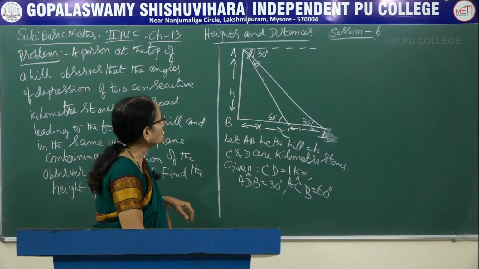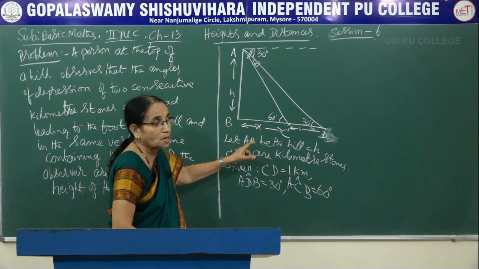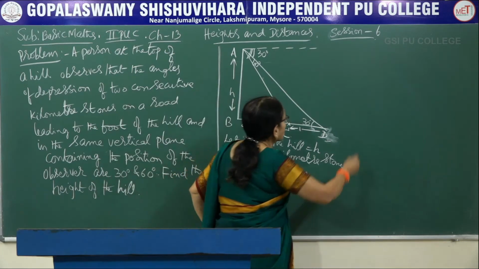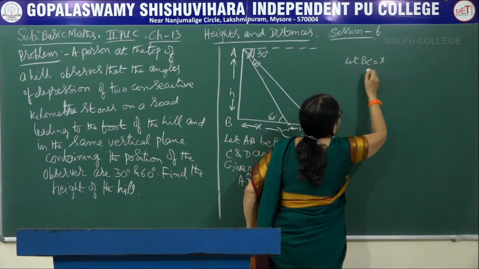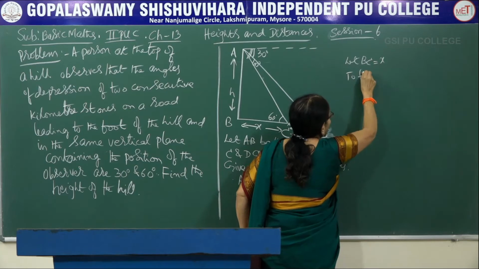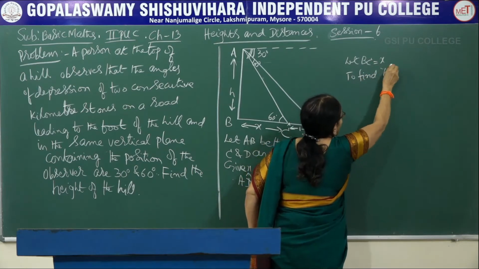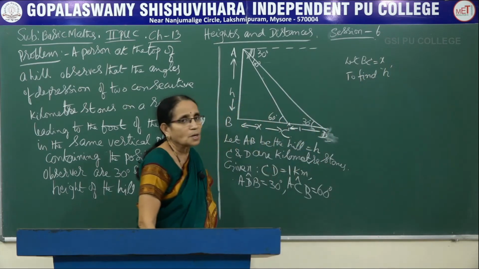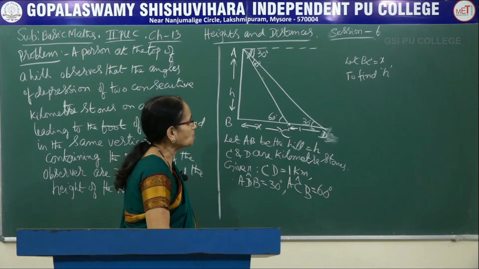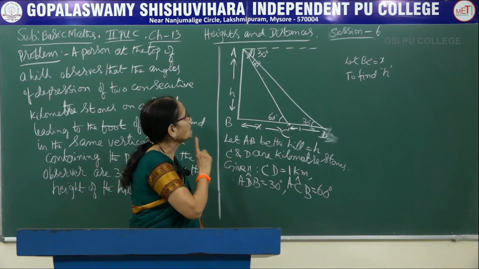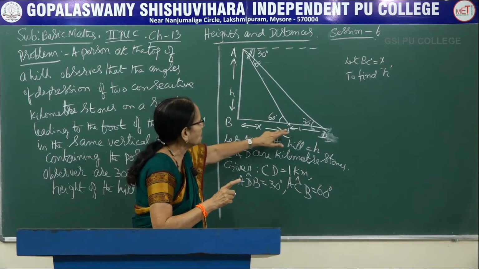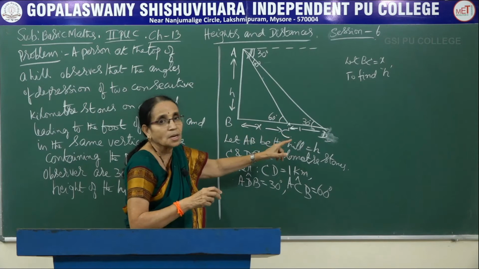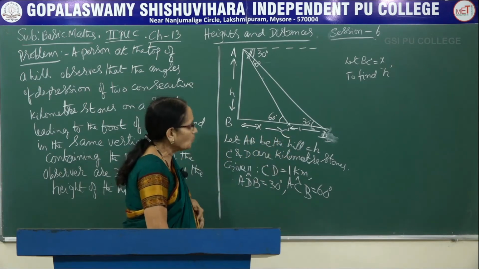So what has to be calculated now? X we are not interested in, okay? Though we have denoted X. Let BC be equal to X and we have to find out H, that is the height of the hill. That's what we have to calculate. Look here, how many triangles are there? There are two right angle triangles. One is ABC, the other one is ABD. Let us consider one by one.